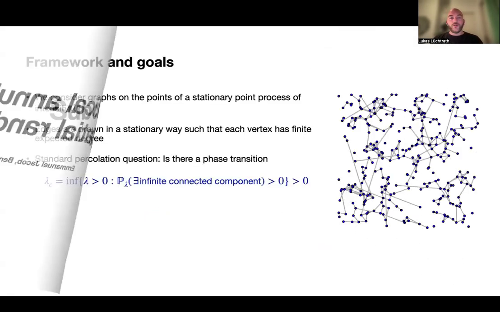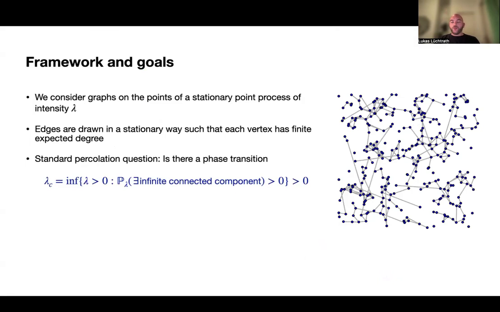Let us start with the framework. So we build a graph on the points of a stationary point process of some intensity lambda, and then we add edges in a way that preserves stationarity, but that also only attaches in expectation a finite number of edges to each vertex. So in other words, we have a translation invariant sparse graph, but still there could be a lot of interactions, a lot of correlations between the vertices or the vertices and edges or between the edges.